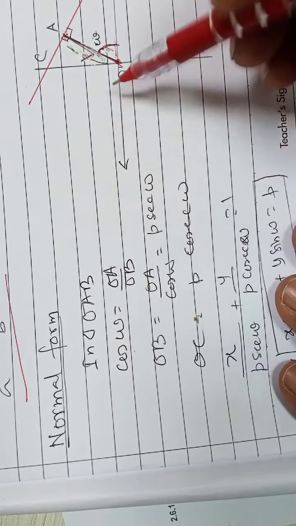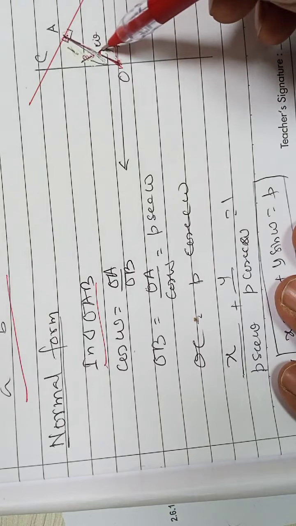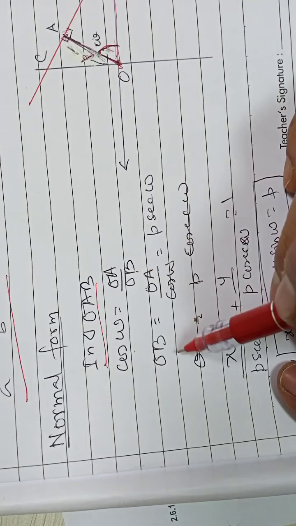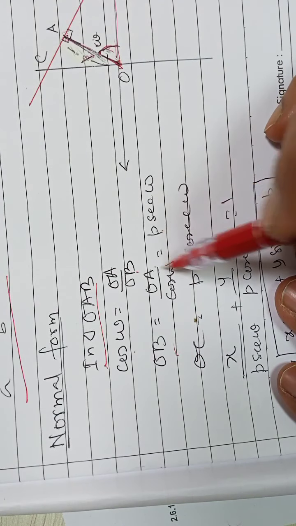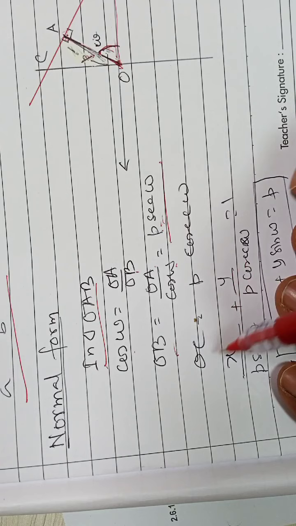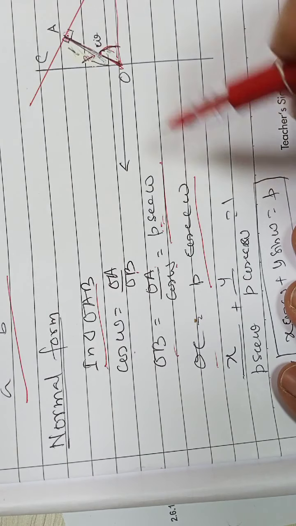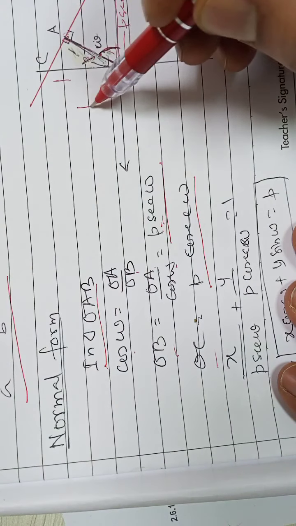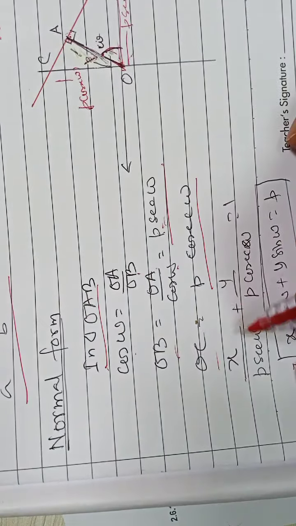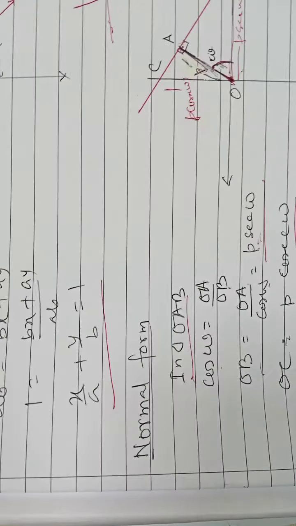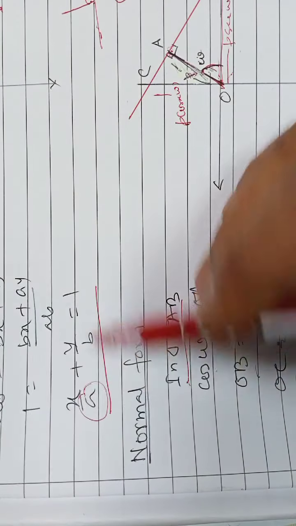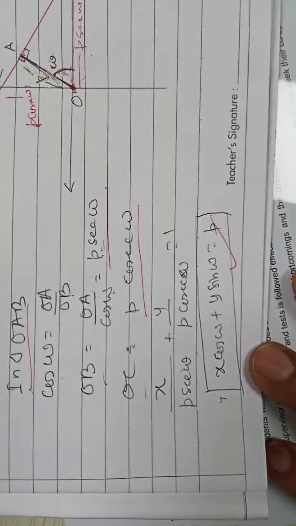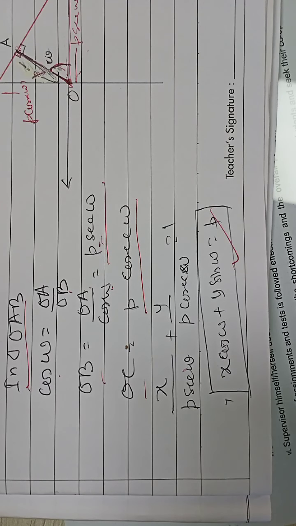So by using triangle OAB, we can get cos omega. This is the hypotenuse. OA by OB, meaning OB will be p by cos omega, that is p sec omega. Similarly, OC is coming p cosec omega. So this length is p sec omega and this length is p cosec omega. So by using the last one, the intercept form, a is p sec omega and b is p cosec omega. By putting this, we get this. So these are the required forms.